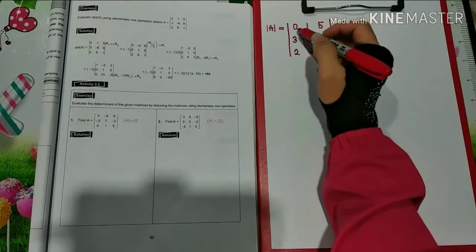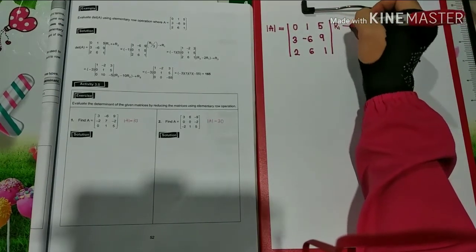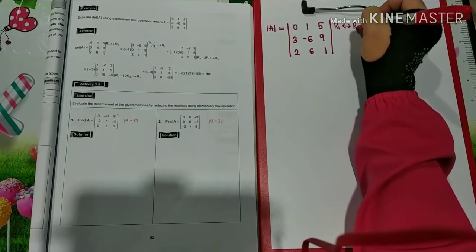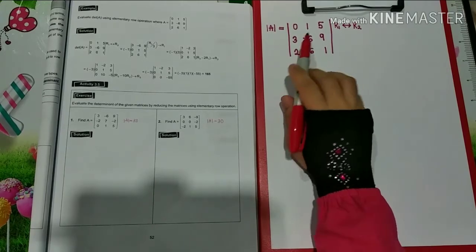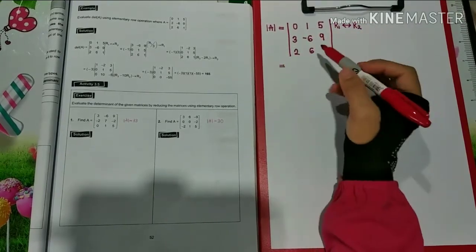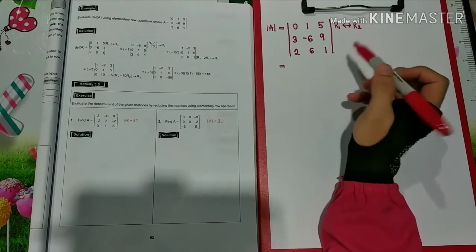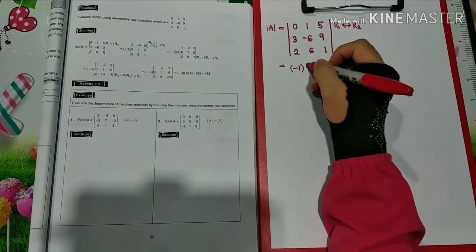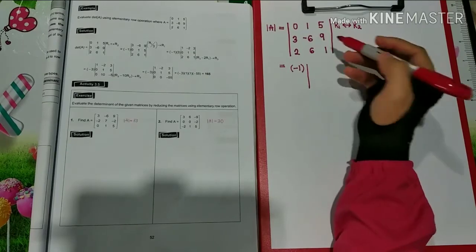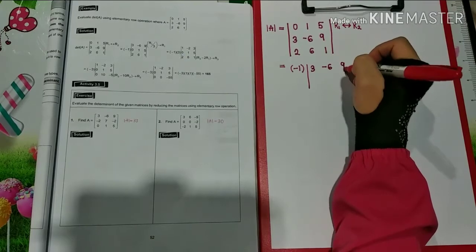So the first one here, this entry is 0. So what you need to do here is interchange R1 with R2, or you can interchange R1 with R3. It's up to you. So what happens to the determinant? If you interchange two rows, the determinant changes sign. That means you multiply with -1. And then you perform the operation on R1 and R2, so you will get this new matrix.